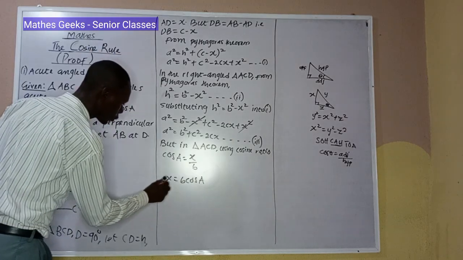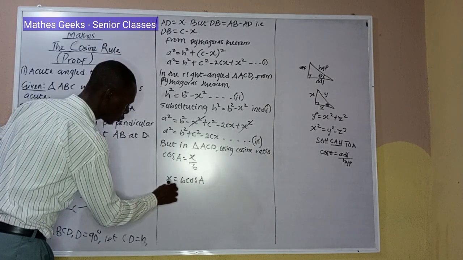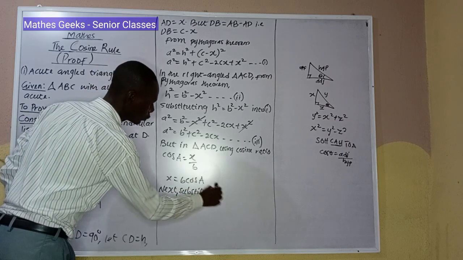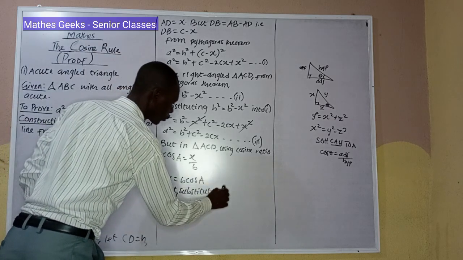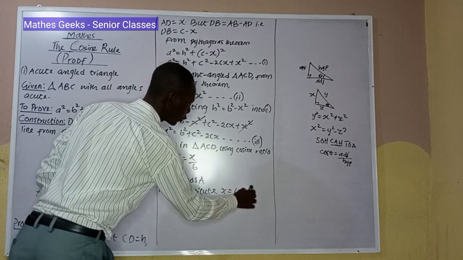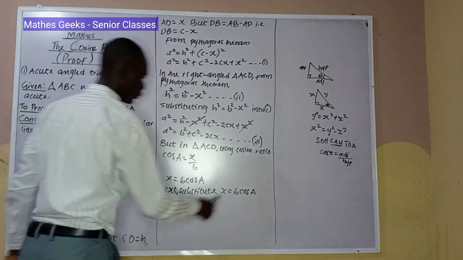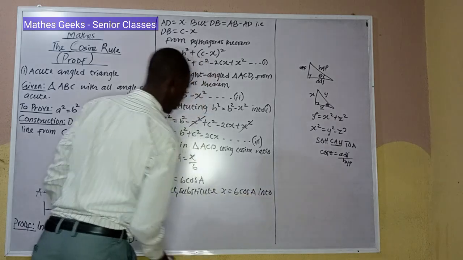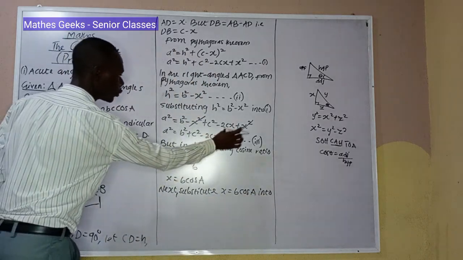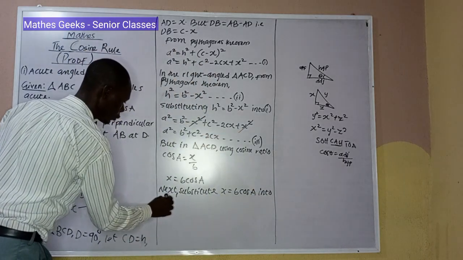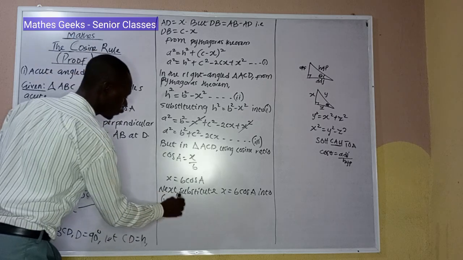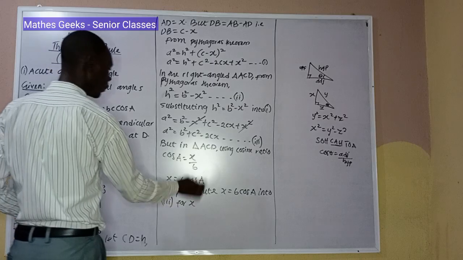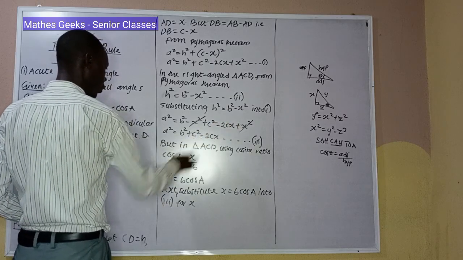So next, substitute x equals b cos A into equation 3 for x. For x means in place of x in this equation.